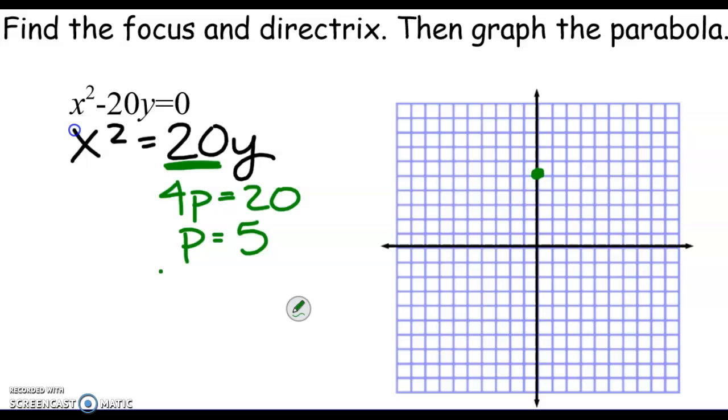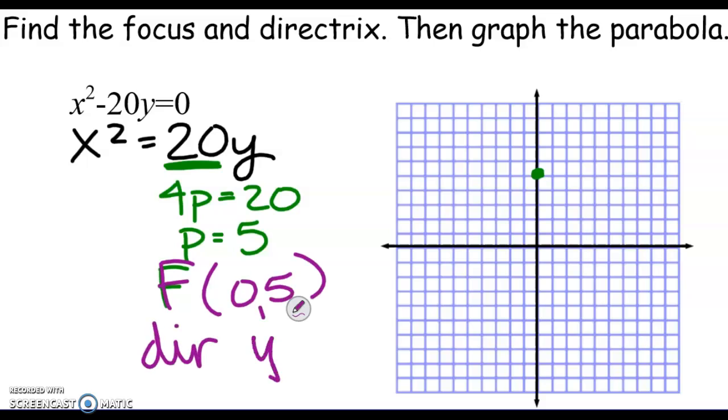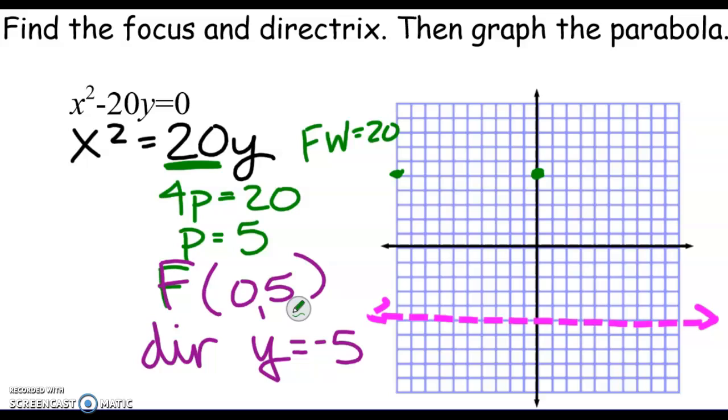So my focus was supposed to be purple. Focus is at 0, 5. So therefore my directrix this time is at negative 5 because it's always the opposite. So it's not always negative, but it's always the opposite. 1, 2, 3, 4, 5. And then my focal width is 20, so I go 10 each way. My vertex is at 0, 0, and away we go.